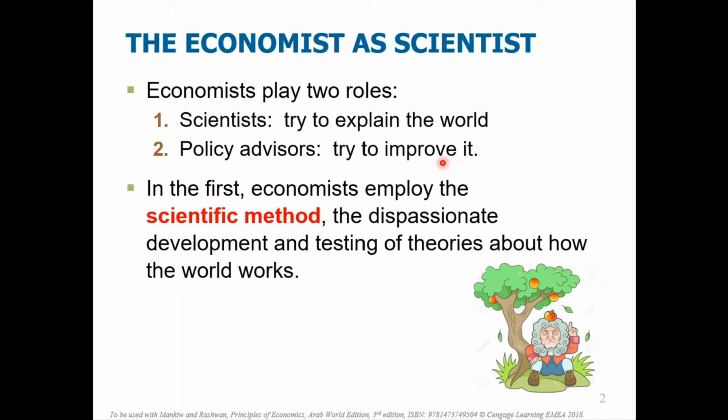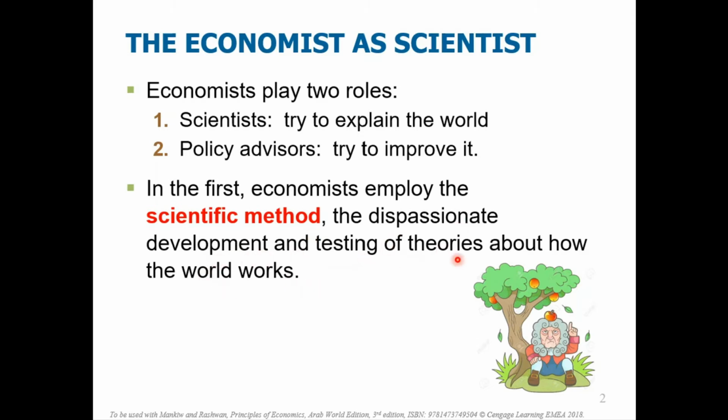In the first role, economists employ the scientific method. When you work as a scientist or as an academic, you try to implement the scientific method. What we mean by scientific method is that we use different academic tools in order to explain different phenomena in the world: the dispassionate development and testing of theories about how the world works.